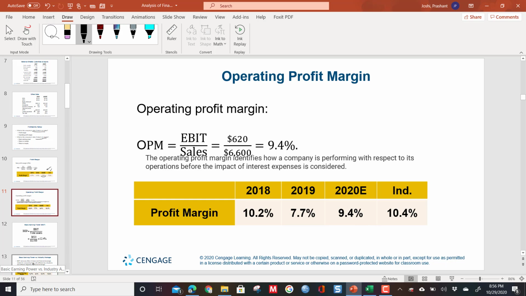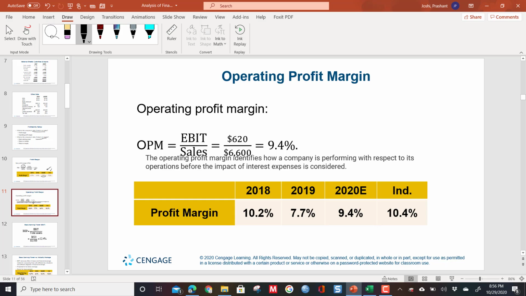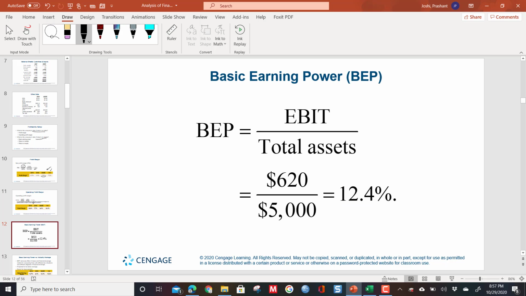The other ratio is operating profit margin, which is EBIT divided by sales, so earnings before interest and tax divided by sales. You can see profit margin takes into account net income, while operating profit margin uses earnings before interest and tax. This ratio identifies how a company is performing with respect to its operations before the impact of interest expenses is considered. So that makes the comparison easier.